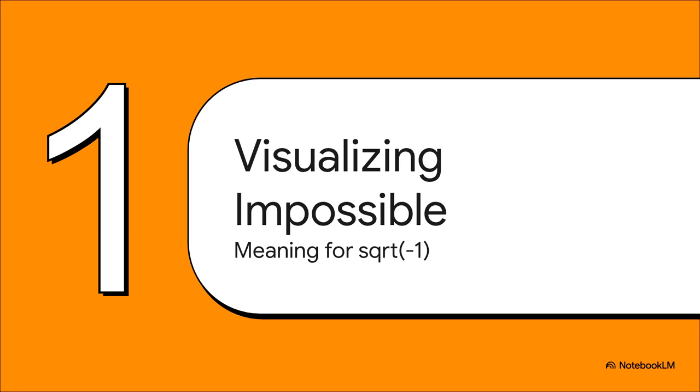Now, for centuries, this was a huge problem. Mathematicians knew you could lay out all the numbers on a single line, right? Zero's in the middle, positives go right, negatives go left. Simple. But this i thing, well, it just didn't belong anywhere on that line. So what do you do when one dimension just isn't enough?